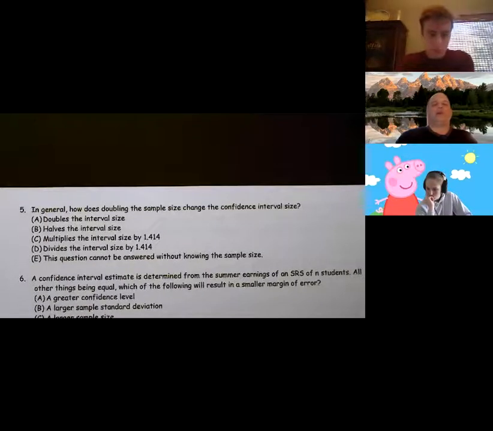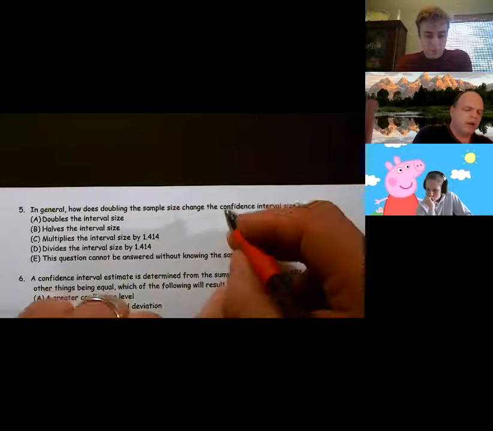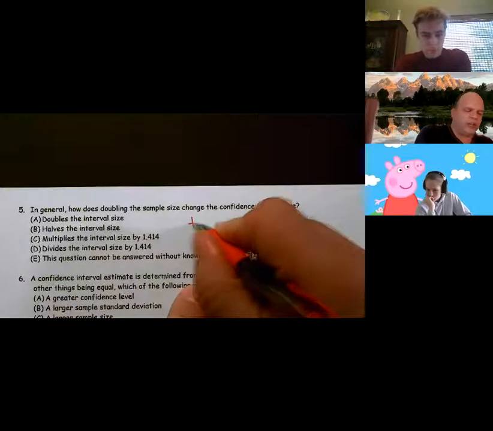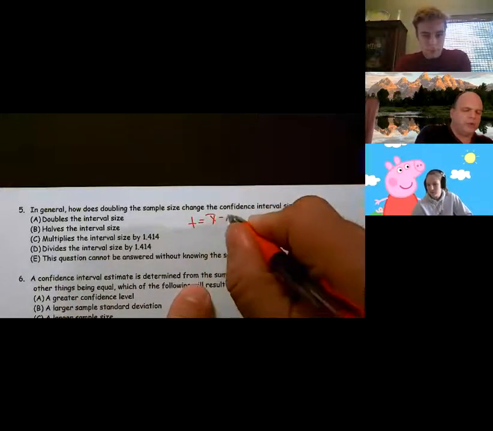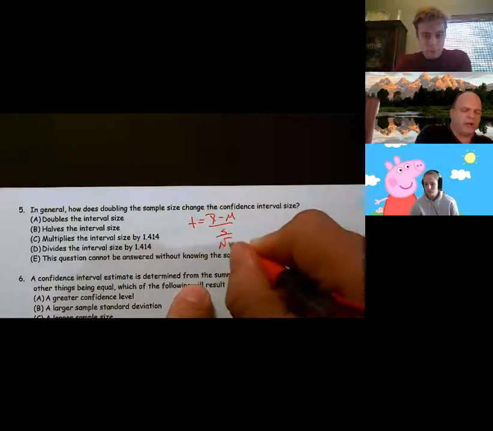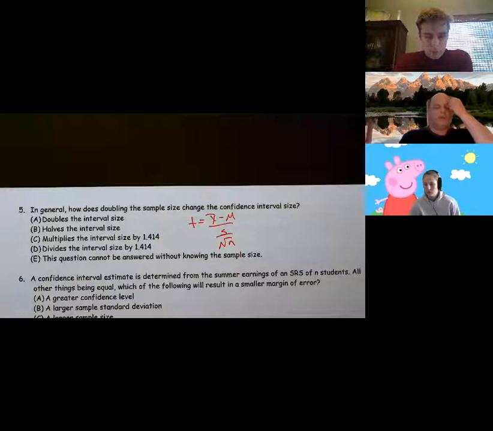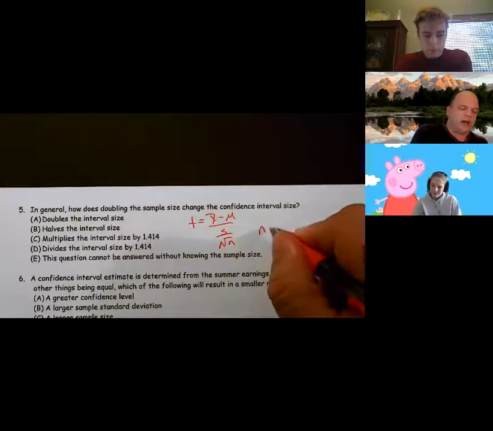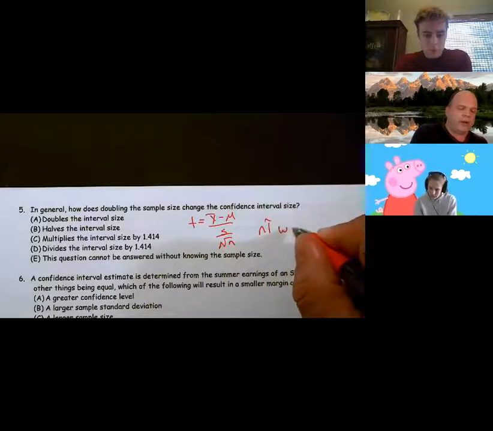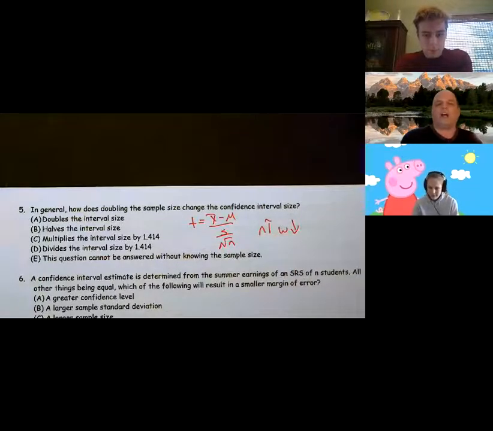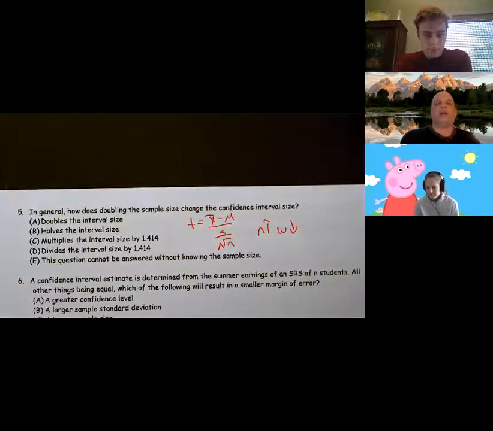All right, in general, how does doubling the sample size change the confidence interval size? Well, let's look at our formula. So T equals X bar minus mu over S divided by the square root of N. So as it turns out, if we double the sample, if we increase N, as N goes up, the width goes this way. Why? Our error decreases. So we're going to make our error smaller.